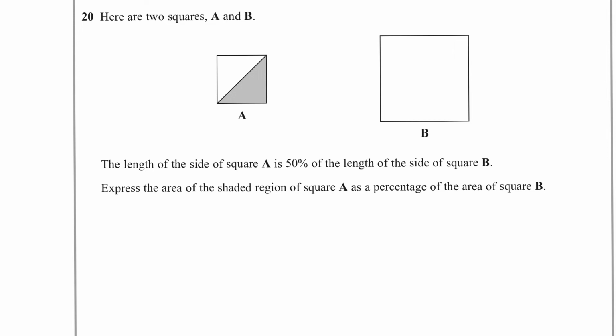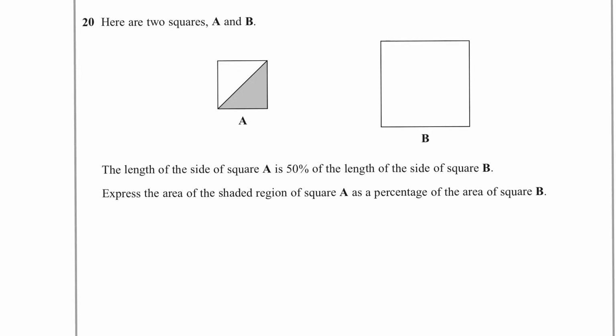So first of all, we're going to write our lengths. So let's say B is equal to 1, or actually we'll use x. So each side of B is x, and we know that A is 50% of that, then each length on A is going to be 0.5x, or you could put x over 2. So now we have each length.